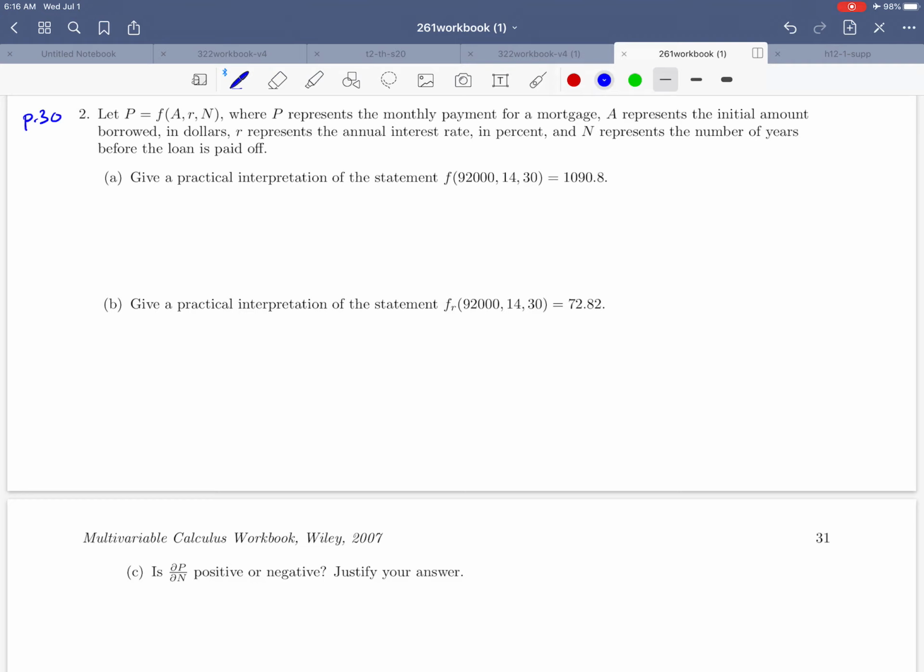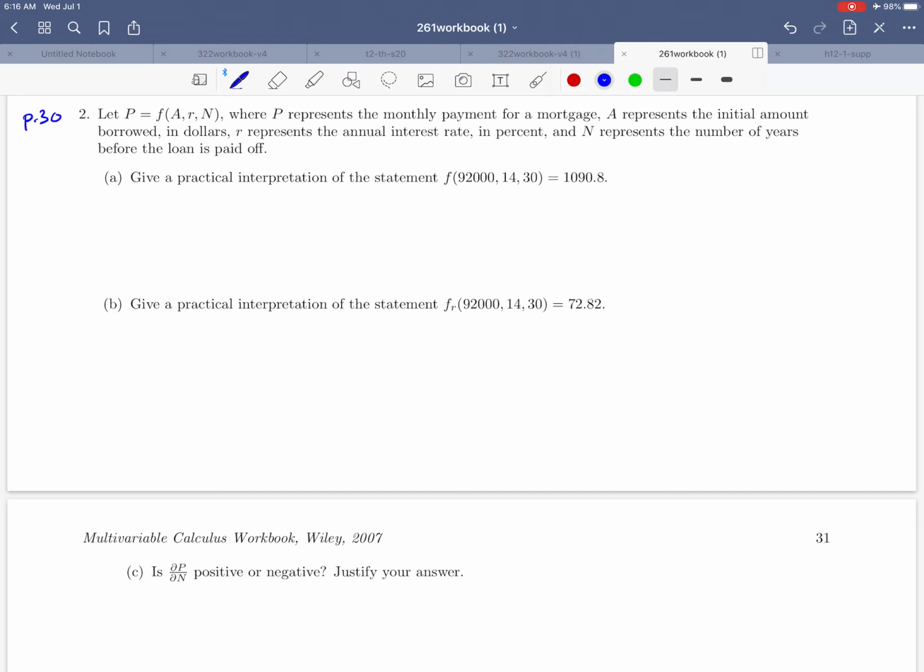Let P equal f of A, R, and N, where P represents the monthly payment for a mortgage, A represents the initial amount borrowed in dollars, R represents the annual interest rate in percent, and N represents the number of years before our loan is paid off. So we have a function here that has 3 input variables and 1 output variable.